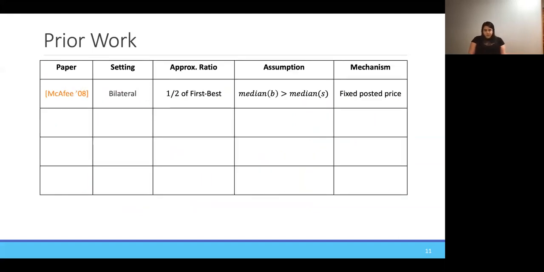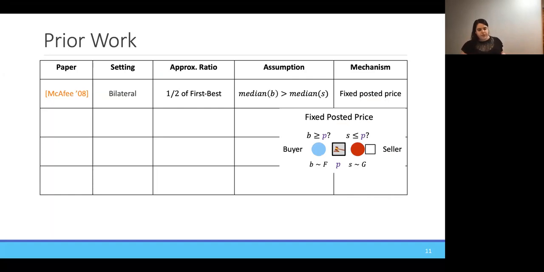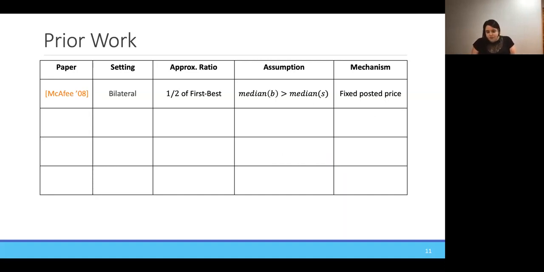So the first result is from McAfee 08, and this is the median mechanism, which is just a fixed posted price mechanism. So this is just the platform says, here's a price P. The buyer thinks, do I want to buy at this price? Is my value higher than it? The seller thinks, do I want to receive this price? Is my value lower than it? If so, they trade. It's a very, very simple mechanism. We would love to use this mechanism in practice. And this achieves half of the first best. So the unconstrained opt.